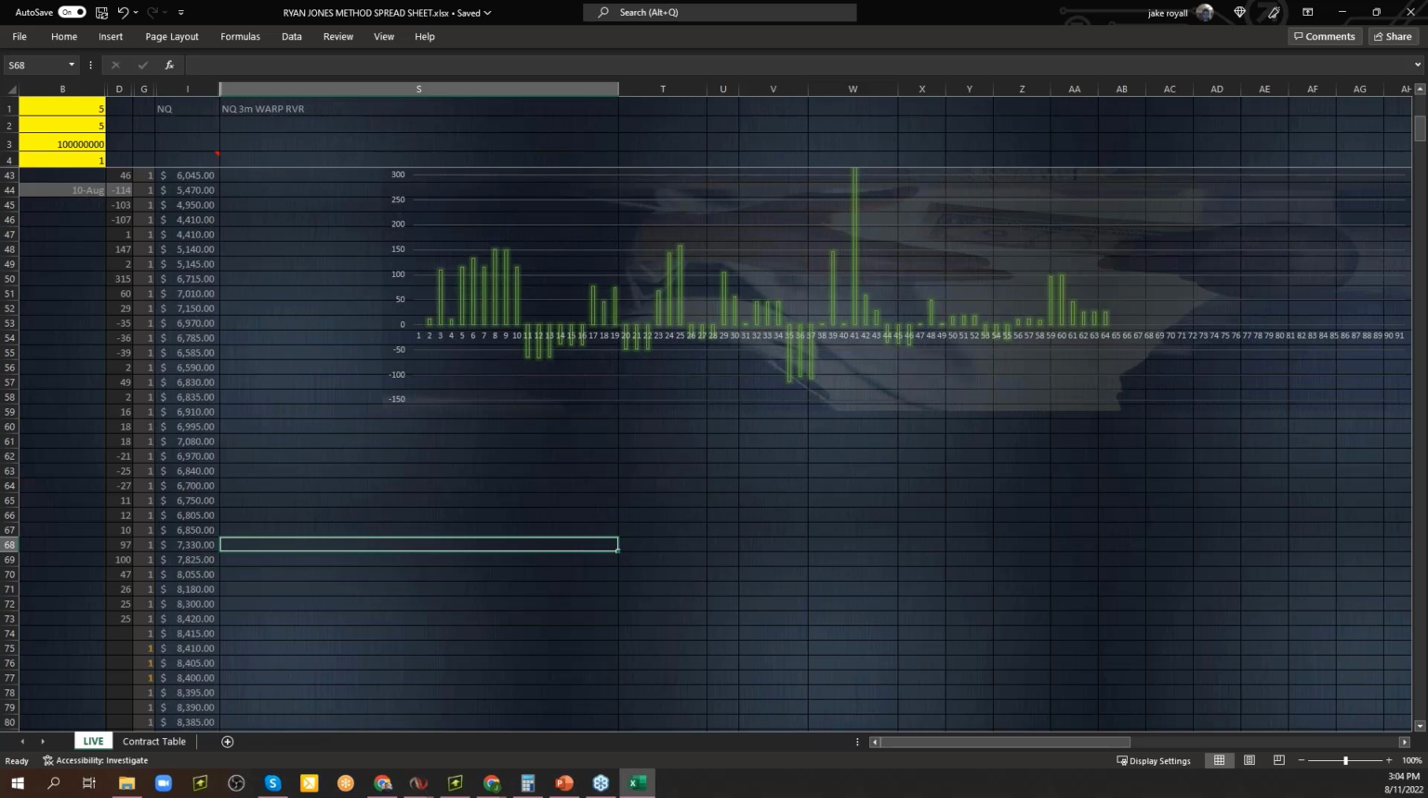So I mean, if you do have a large account and you're trading minis, you can pay for this software in like a millisecond.